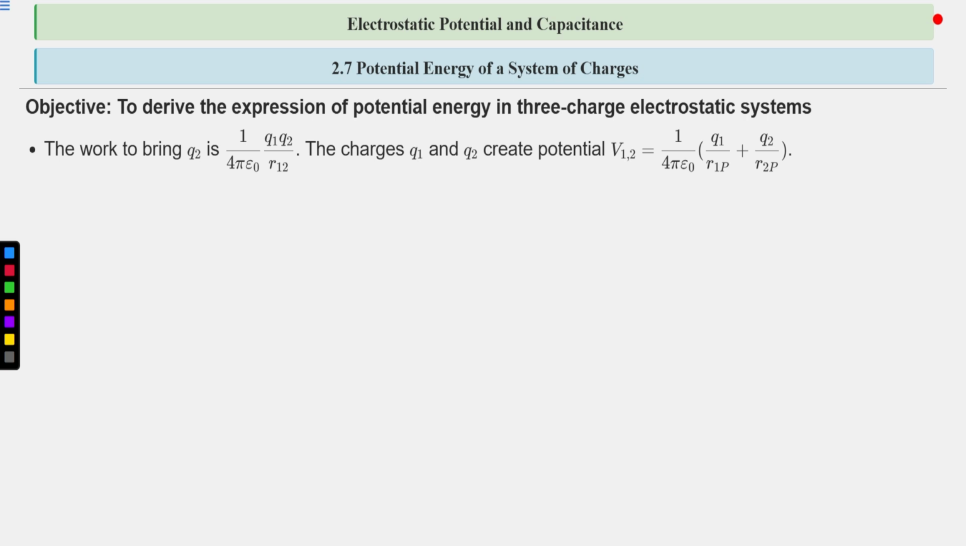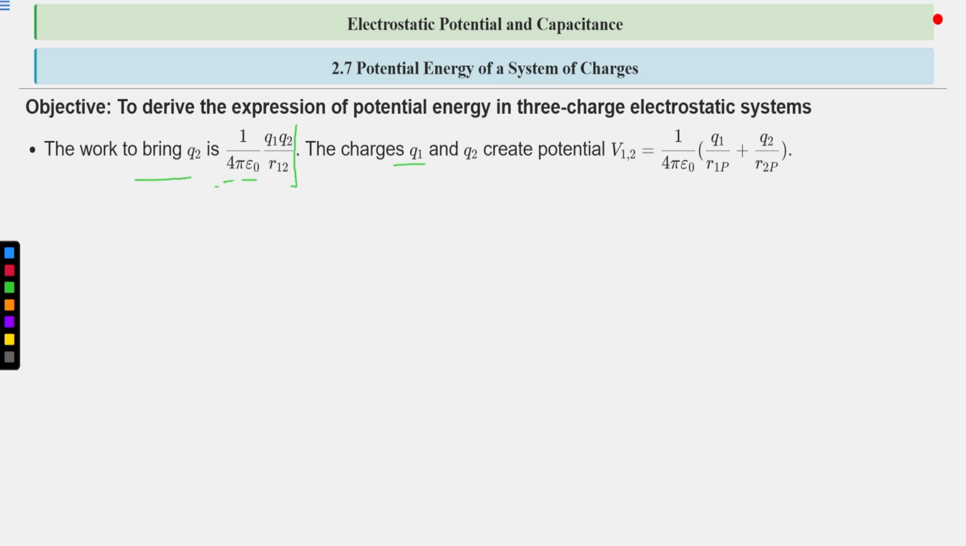So now secondly, we have to bring Q2 charge. The work to bring Q2 is 1 by 4 pi epsilon naught Q1 Q2 by R12. Okay, this is up to 2 charge system, which we have done already. Up to 2 charge system, what is the total work done? This. Now we have to bring third charge also in the configuration.